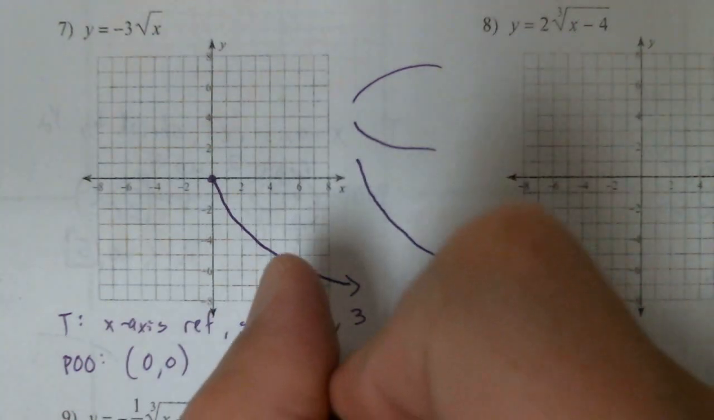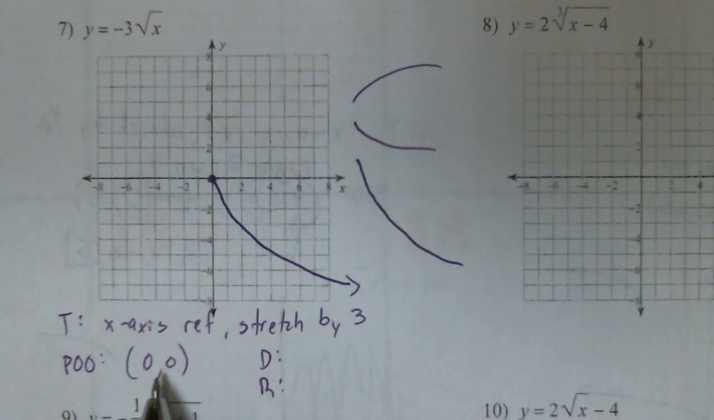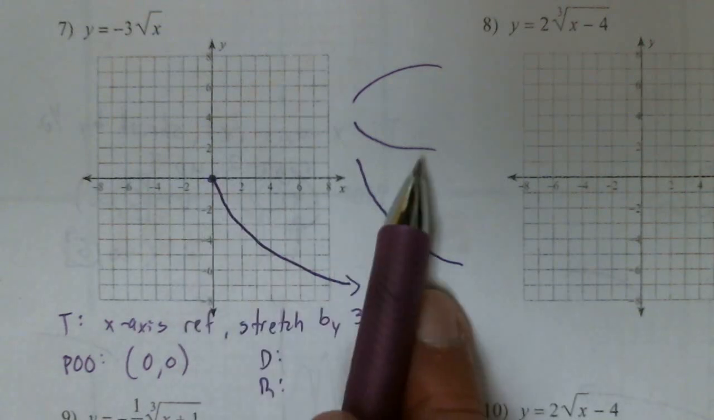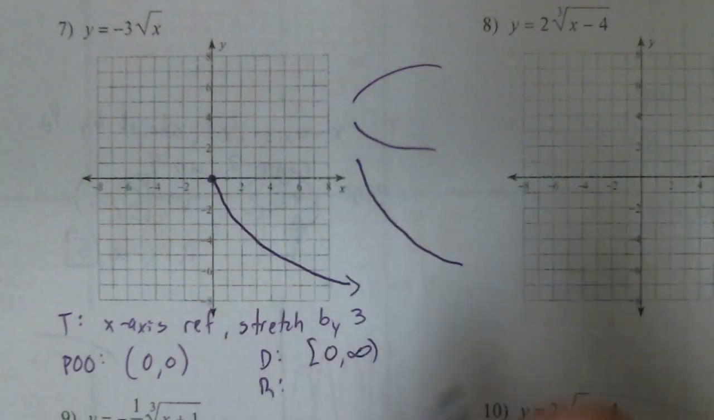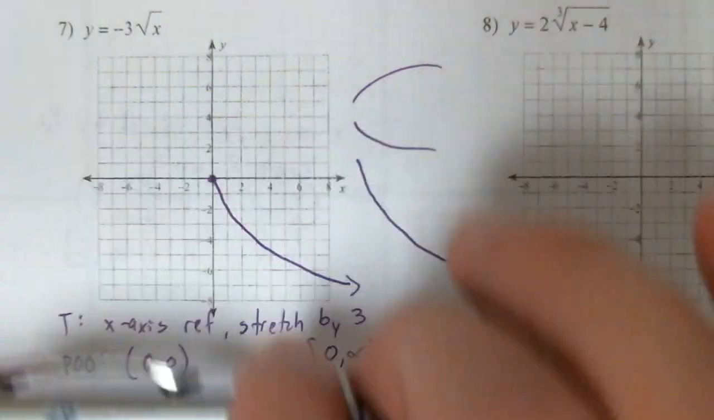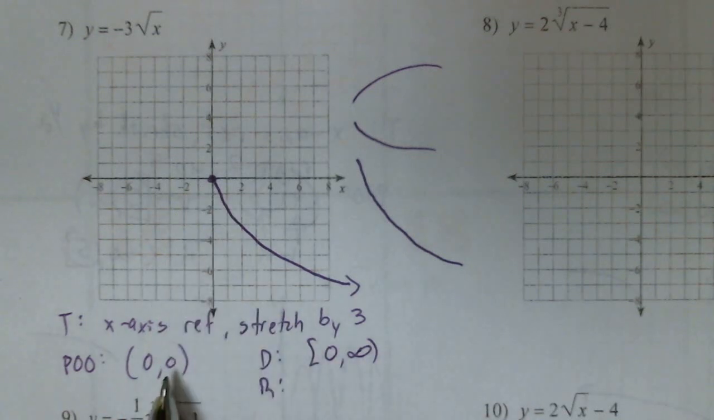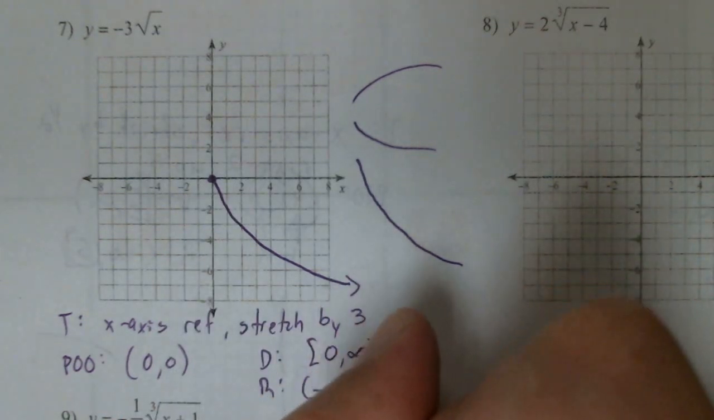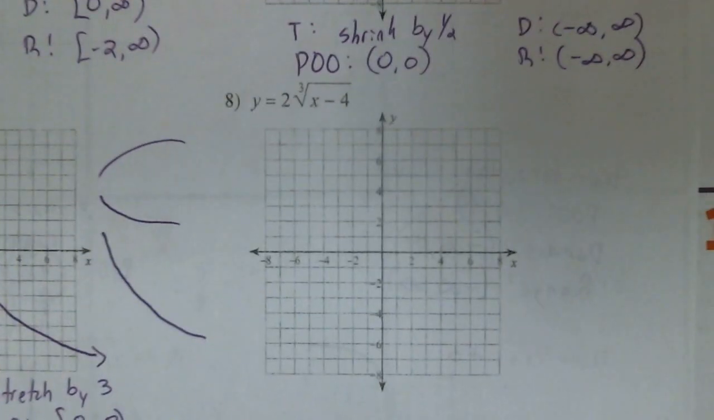Okay, domain and range. Domain, everything's going to be based on 0. Domain is 0 to infinity. In the range, I have y values. Remember, you're always sweeping from bottom to top. I have y values from negative infinity up to that y coordinate of 0. And of course, both the zeros have the brackets on them.